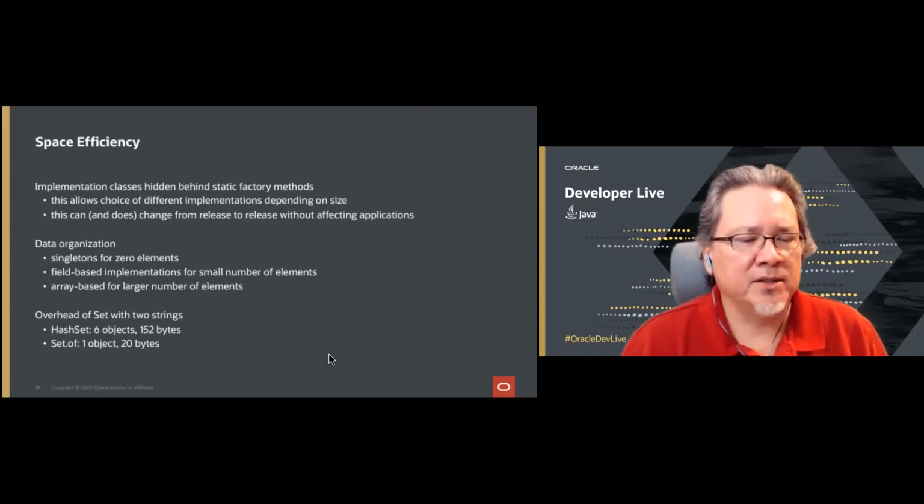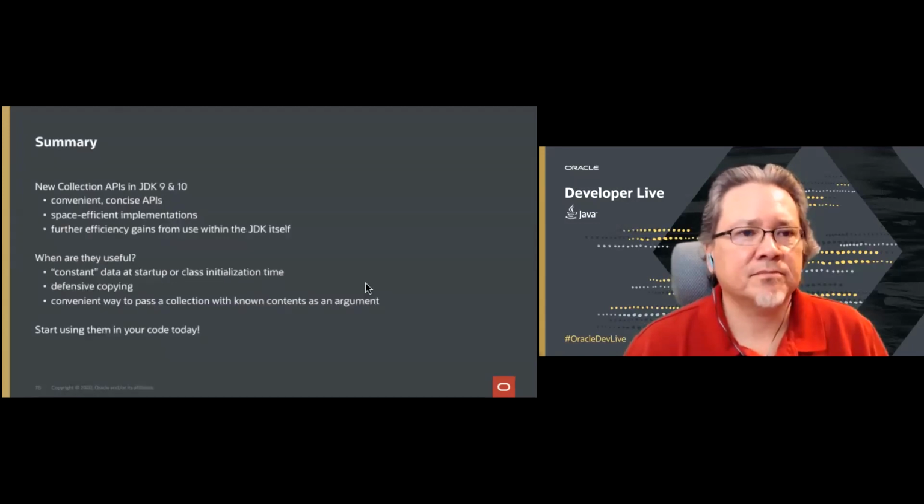And a quick comparison: if you have a hash set in an unmodifiable wrapper containing 2 strings, that takes a total of 6 objects and 152 bytes. And that's the overhead only. That's not counting the strings themselves. Whereas if you put those same 2 strings into set.of, that only takes 1 object and consumes 20 bytes. So the new collection implementations are much smaller than the existing ones.